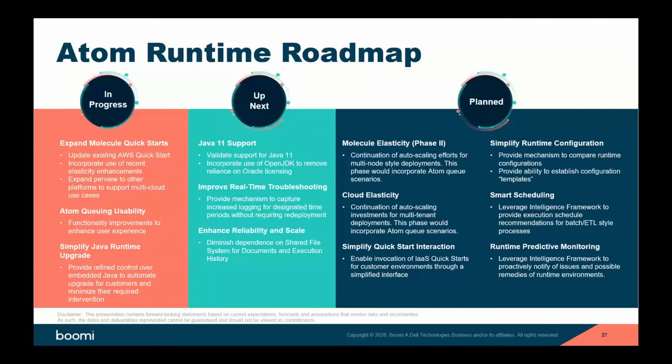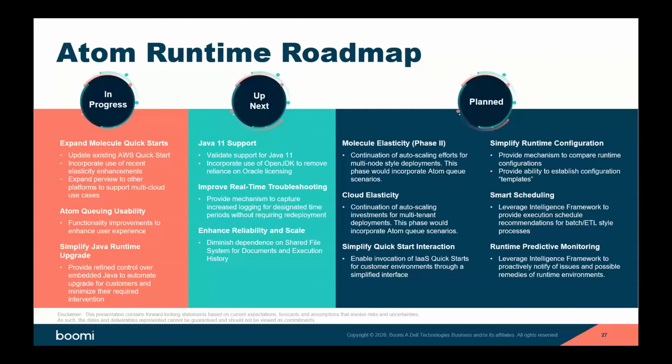And we want to start to invest more broadly in the architecture. So we talked about the investments in elasticity. It was the stepping stone towards a larger investment in the runtime, architecturally speaking. So we want to start to enhance the reliability and scale. What that means is diminishing the dependency on the shared file system for, let's say, things such as documents and execution history, and allowing for a greater dependency on the surrounding services that we can leverage.